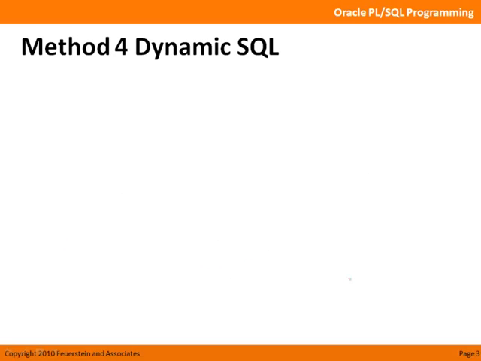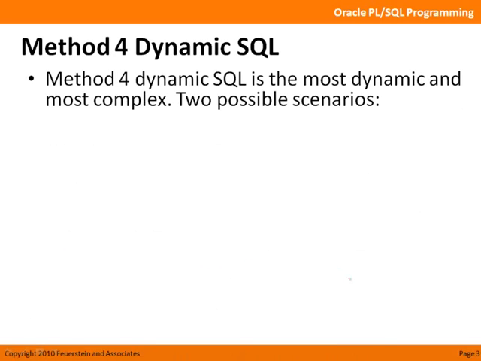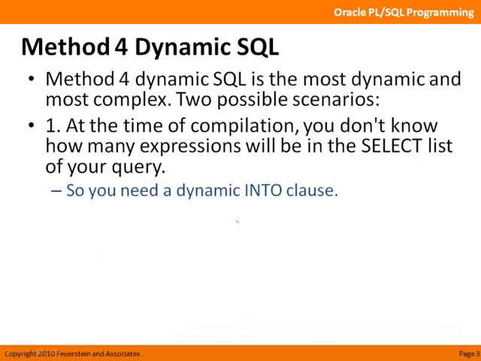So, Method 4 Dynamic SQL, what the heck is that? Method 4 is the most dynamic and most complex. There are two basic possible scenarios. Number one, at the time you compile your code, you don't know how many expressions will be in the select list of your query. In other words, you might be selecting 2 columns, 25 columns. You just don't know at the time you're writing your code, which essentially means you need a dynamic INTO clause.